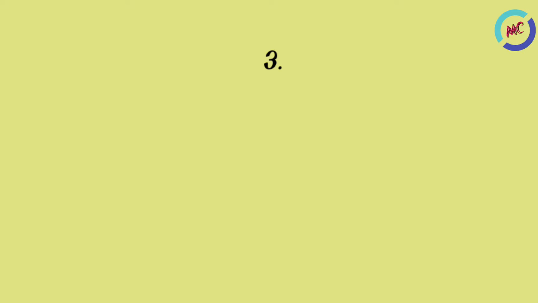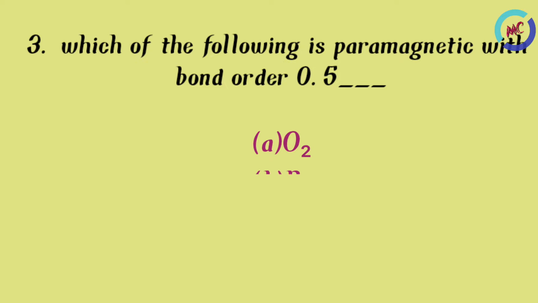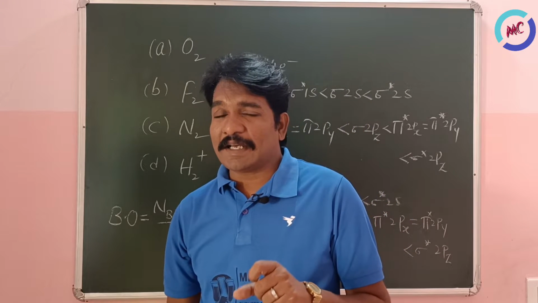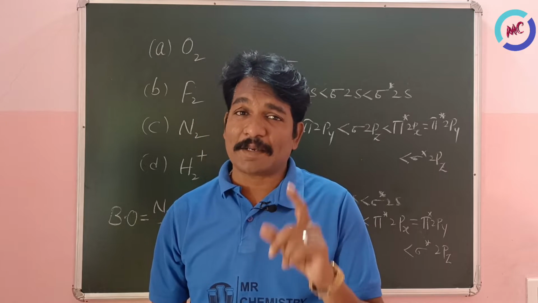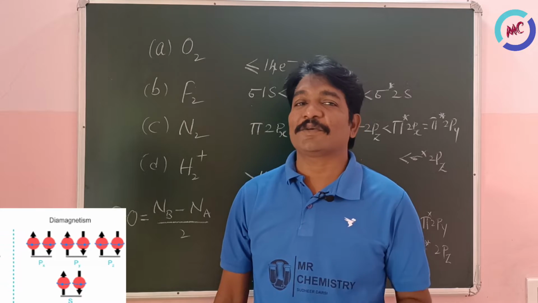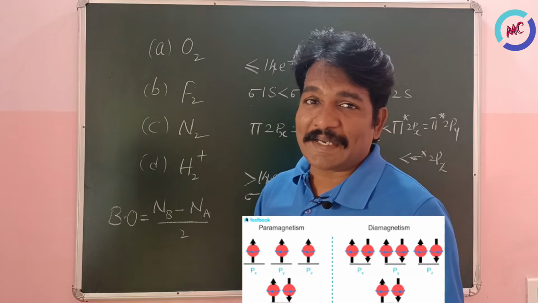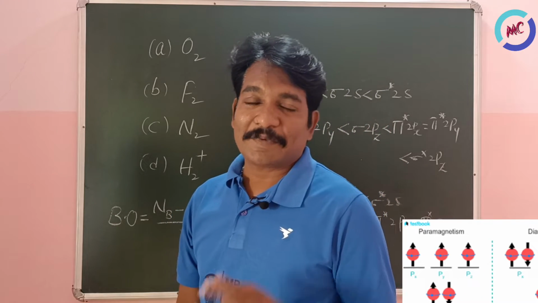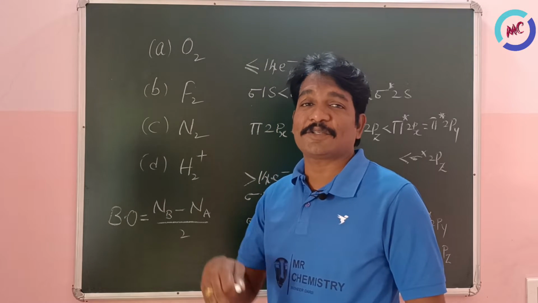Next one, which of the following is paramagnetic with bond order 0.5? Option A, O2. Option B, F2. Option C, N2. Option D, H2 plus. They are asking which one is paramagnetic with bond order 0.5. You have to learn one important point here. Paramagnetic nature is shown by molecules with unpaired electrons. If they have only paired electrons, it will be diamagnetic in nature. If it has unpaired electrons, paramagnetic. Now we have to find out which one is paramagnetic and also has bond order 0.5.